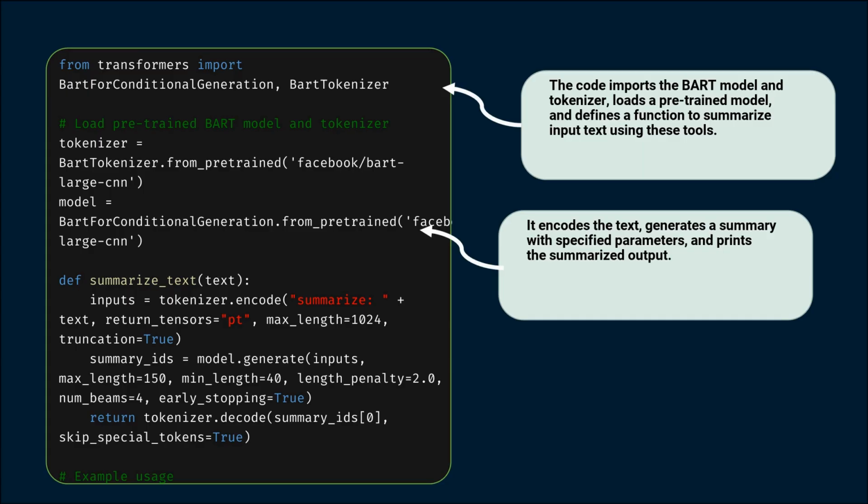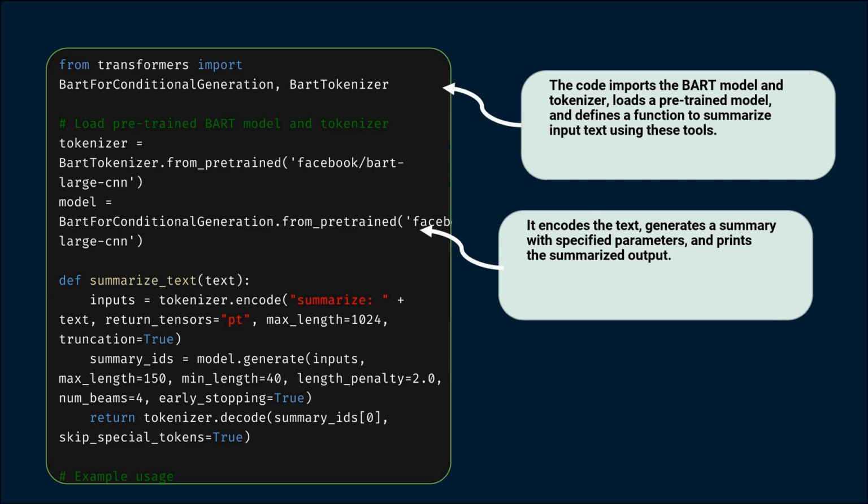Now, let's initialize the tokenizer and model with the pre-trained weights from facebook/bart-large-cnn, which is, you guessed it, designed for summarization tasks. All right, we're going to define a function called summarize text right now, where we encode our input text prefixed with summarize. This step is crucial as it guides the model on what task we want it to perform. The function specifies settings like max length and truncation. This ensures our input fits perfectly within the model's capacity.